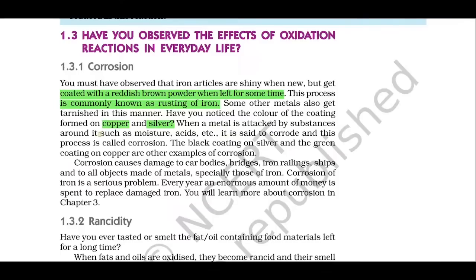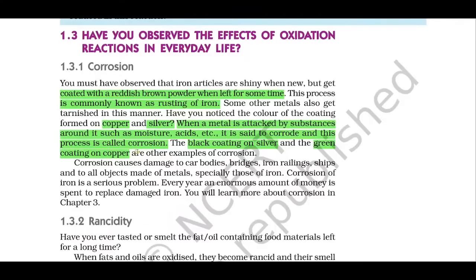When a metal is attacked by substances around it, such as moisture, acids, etc., it is said to corrode. This process is called what? Corrosion. Very important definition. What is corrosion? When the metal is attacked by substances such as moisture, acids, etc., the metal will get corroded. This process is called corrosion. The black coating on silver articles and green coating on copper are examples of corrosion, whereas in case of iron, rust is formed.